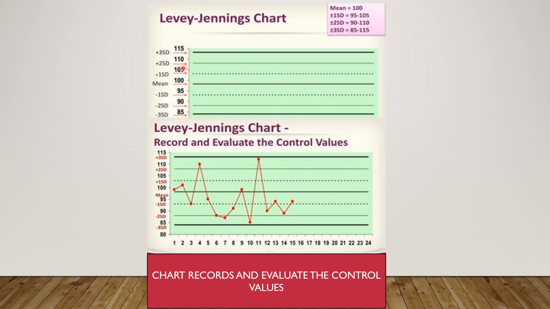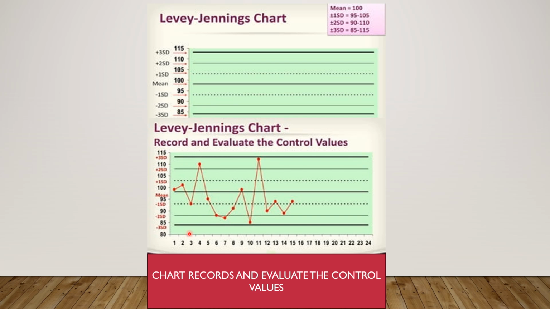So you can see in this chart we set a mean value. Suppose for glucose we have set a value of 100. This is the mean value. And then beyond the mean value, these are the standard deviations +1, +2, +3 and so on. And then minus, it can be negative also. So -1, -2, -3 and so on.